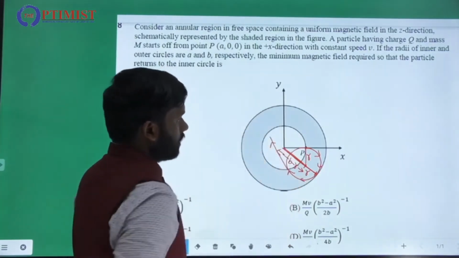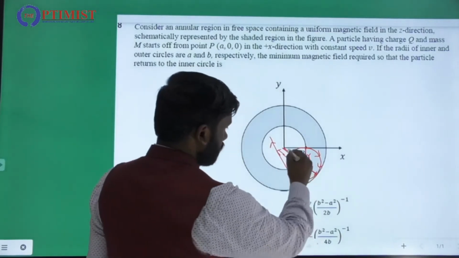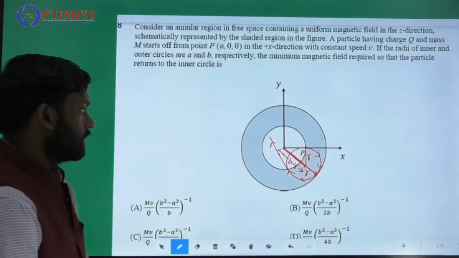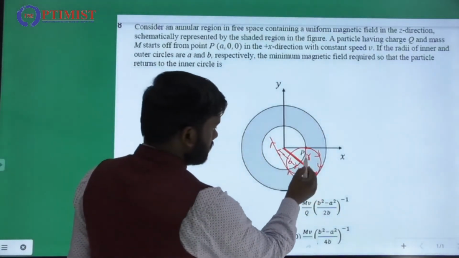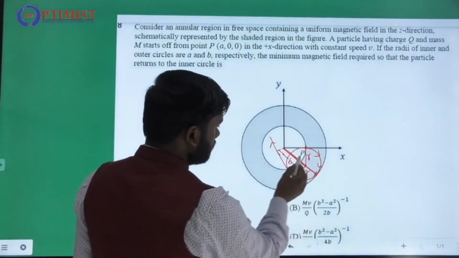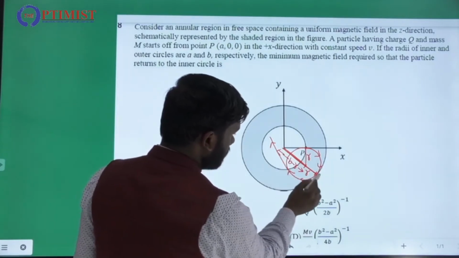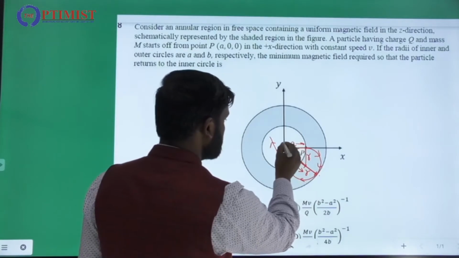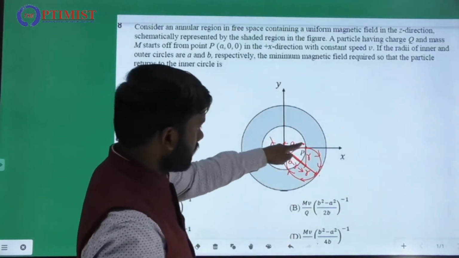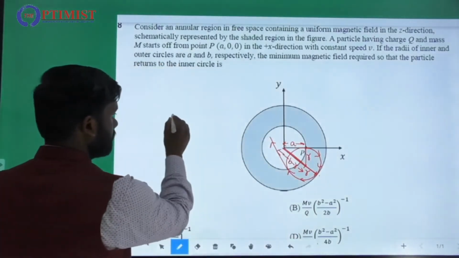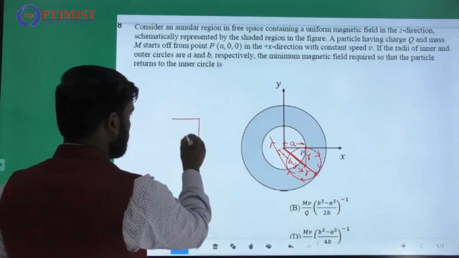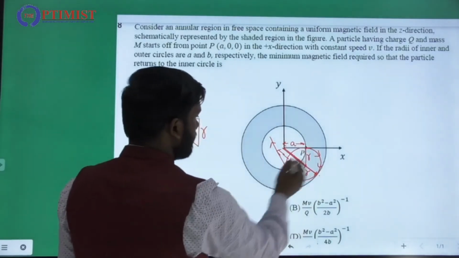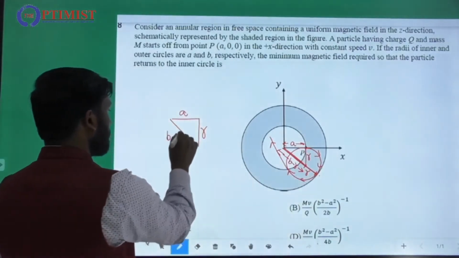So we have just drawn full circle. If this is the radius, this is also radius of the circular path, and this is the outer radius, this is b, and inner radius is given to be a. This is inner radius. Therefore we have a small triangle here. We can see we have a triangle something like this. This is a, this is radius of the circular path, and this is b minus r.